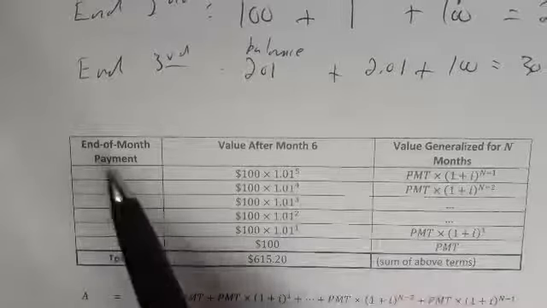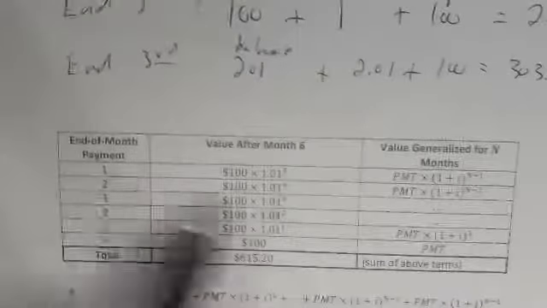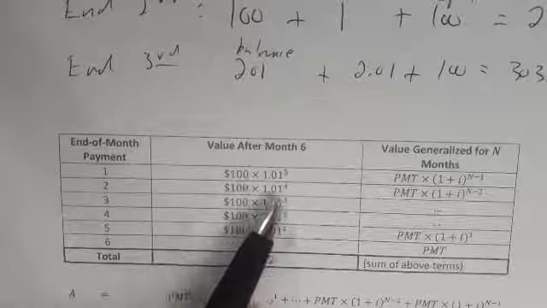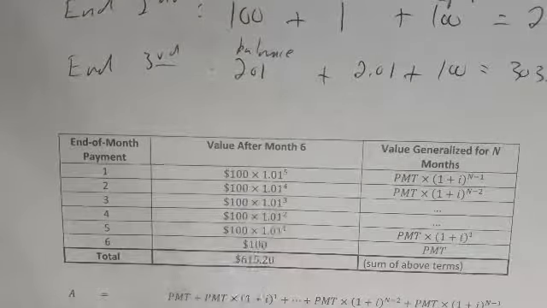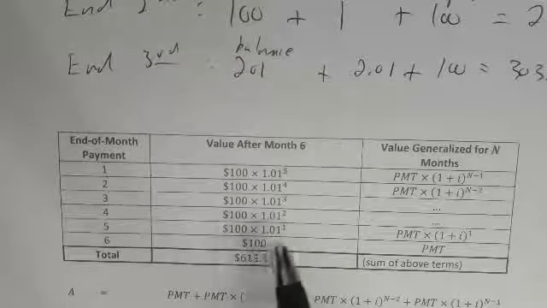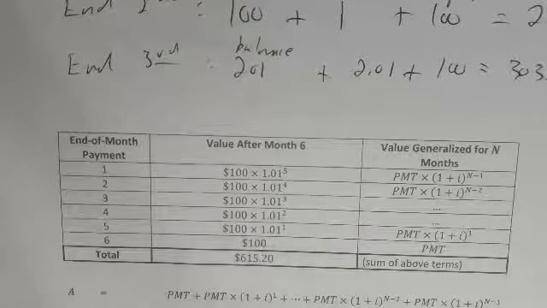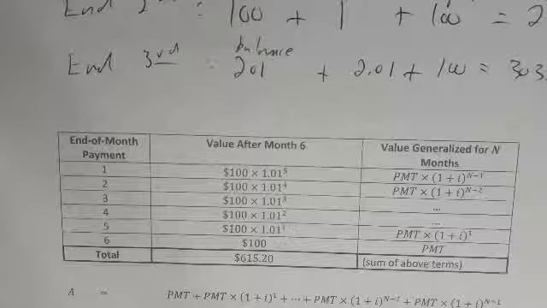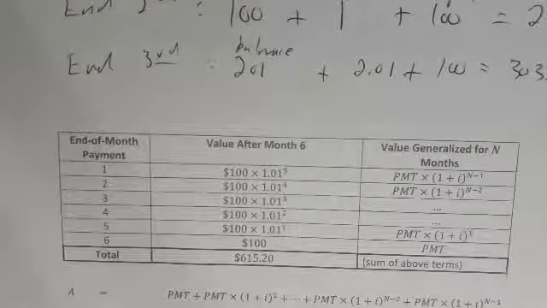If we think about the end of the second month payment, it's going to get the 101% treatment 4 times, and so on. The last thing you do is deposit $100, and that $100 is not going to earn any interest. That lasts the 6 months. When you deposit $100, that's all you're going to deposit.